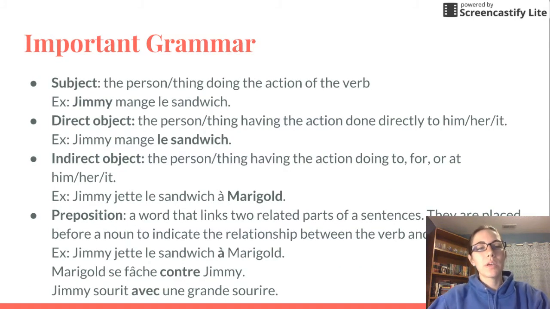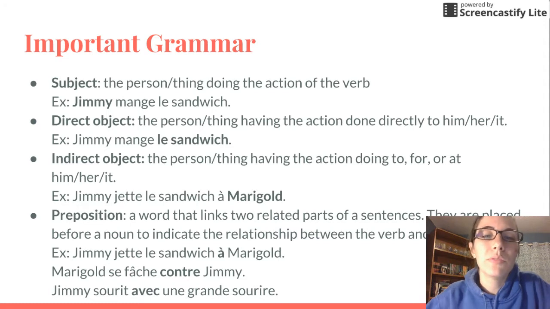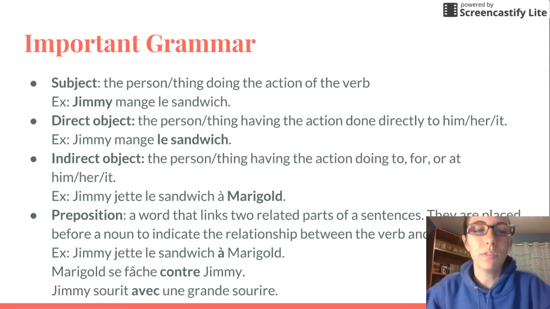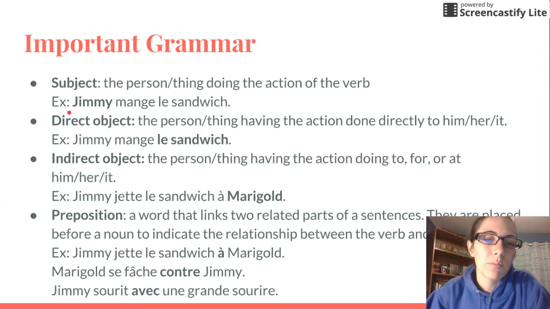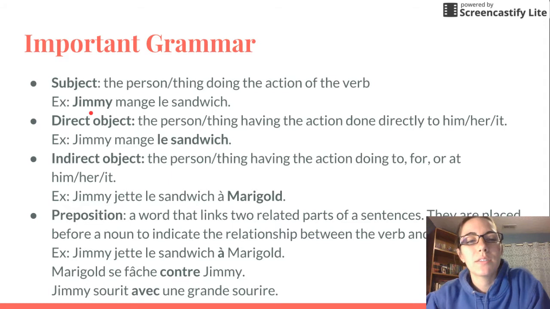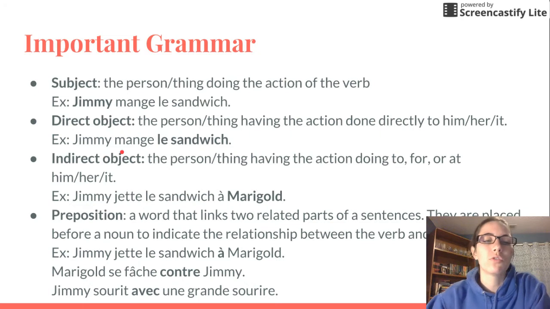Some important grammar vocabulary to know. We have subject, the person or thing doing the action of the verb. For example, Jimmy mange le sandwich. Jimmy is eating the sandwich, so he is the subject. A direct object is the person or thing having the action done directly to him, her, or it. We have Jimmy mange le sandwich.